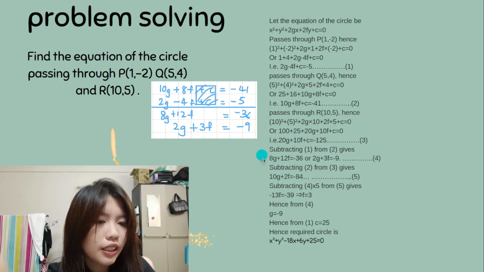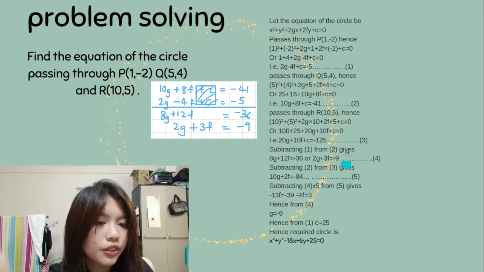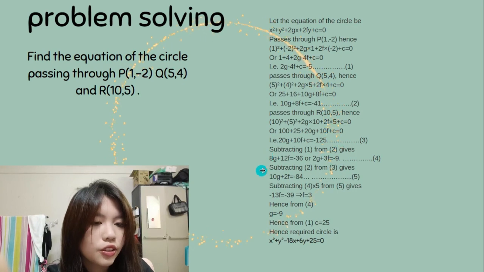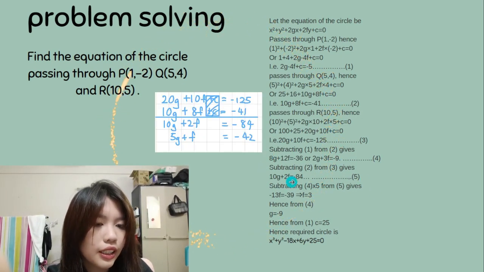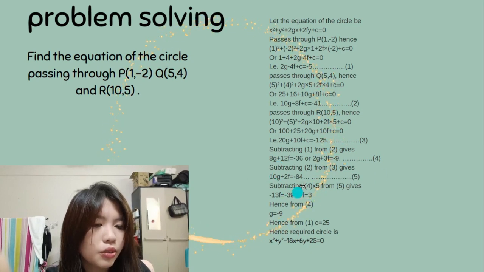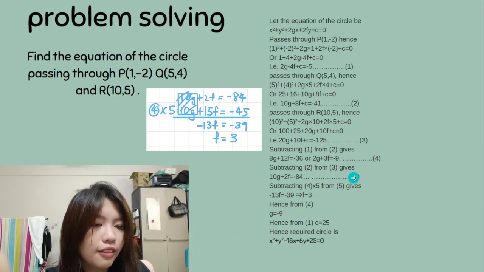So we will get 8g plus 12f equals to negative 36, or 2g plus 3f equals to negative 9. We already eliminate the c, so we get this one. So subtracting 2 from 3 gives 10g plus 2f equals to negative 84. This one is the same step as this, but it's just subtracting 2 from 3, and we get the fifth equation. So subtracting 4 from 5 gives negative 13f equals to negative 39, and f equals to 3.